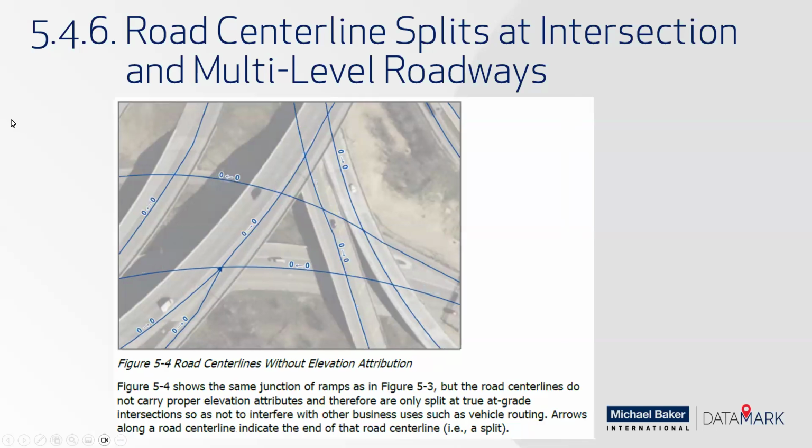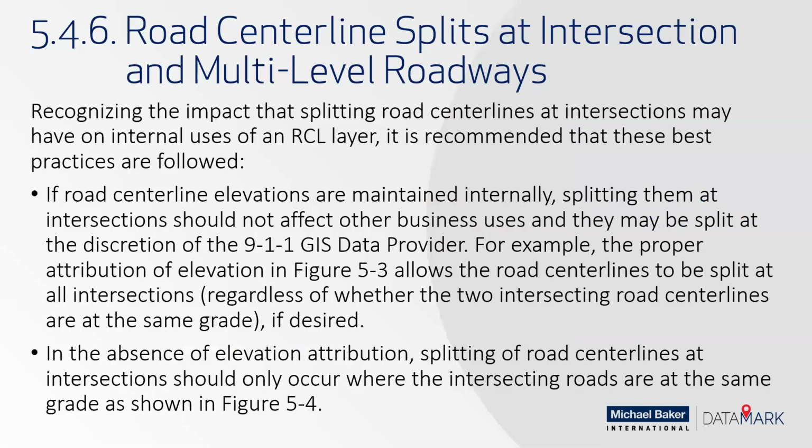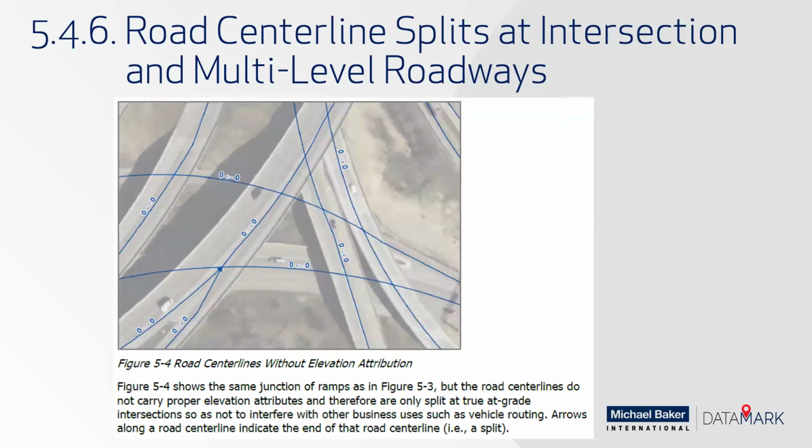Let me go back. The reference then, in the final bullet point here for figure 5.4: in the absence of elevation attribution, splitting of road centerlines at intersections should only occur where the intersecting roads are at the same grade. And I'll move to graphic figure 5.4. It shows the same junction of ramps that we were just looking at before, but the road centerlines do not carry proper elevation attributes and therefore are only split on at-grade intersections.